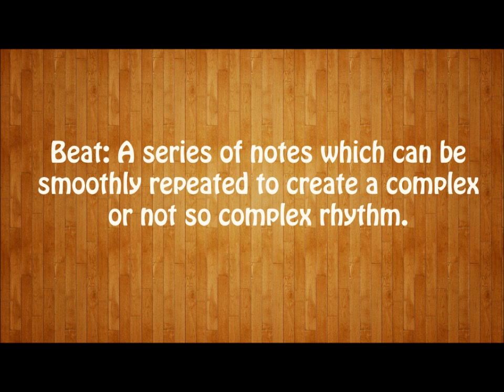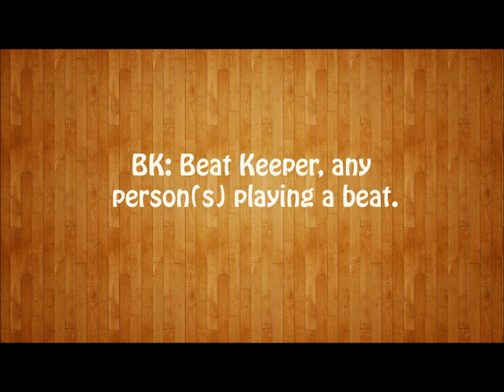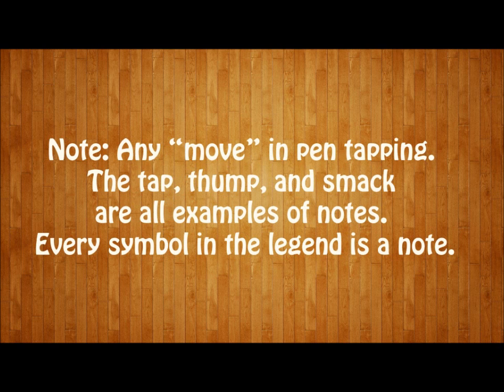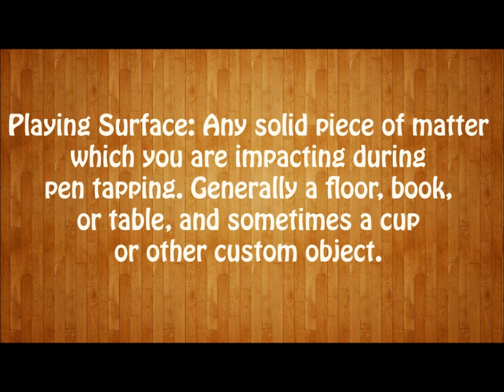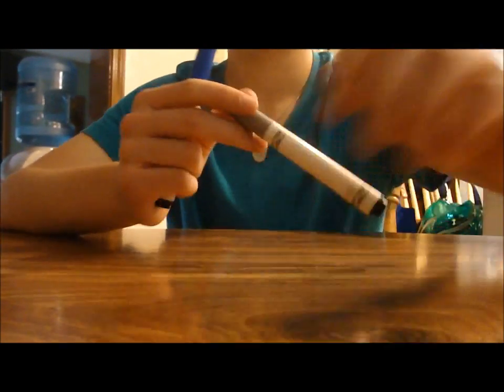A beat is a series of notes which can be smoothly repeated to create a complex or not so complex rhythm. BK is the beat keeper, which is any person or persons playing a beat. A note is any move in pen tapping. The tap, thump, and smack are all examples of notes. Every symbol in the legend is a note as well. The playing surface is any solid piece of matter which you are impacting during pen tapping, generally a floor, book, or table, and sometimes a cup or other custom object. So that should be all the glossary terms that you gotta know for this video. On to lesson time.